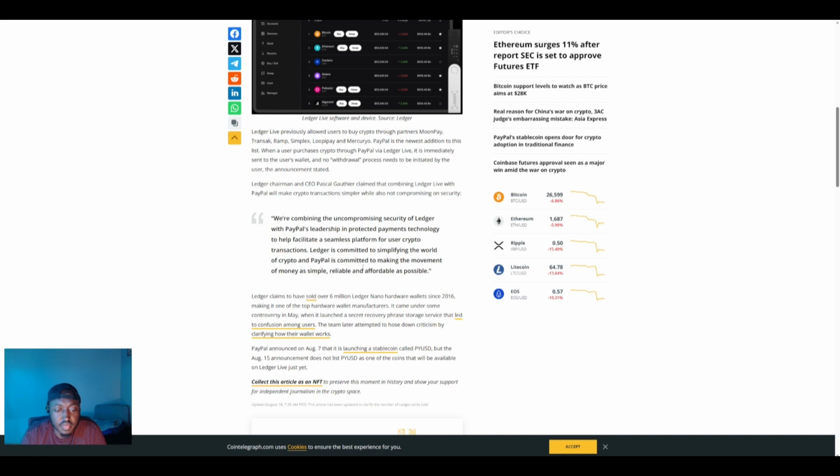Ledger claims to have sold over 6 million Ledger Nano hardware wallets since 2016, making it one of the top hardware wallet manufacturers. It came under some controversy in May when it launched a secret recovery phrase storage service that led to confusion among users. No, it pissed people off. Tell it like it is. The team later attempted to hold down criticism by clarifying how their wallet works. PayPal announced on August 7th that it is launching a stablecoin called PYUSD, but the August 15th announcement does not list PYUSD as one of the coins that will be available on Ledger Live just yet.